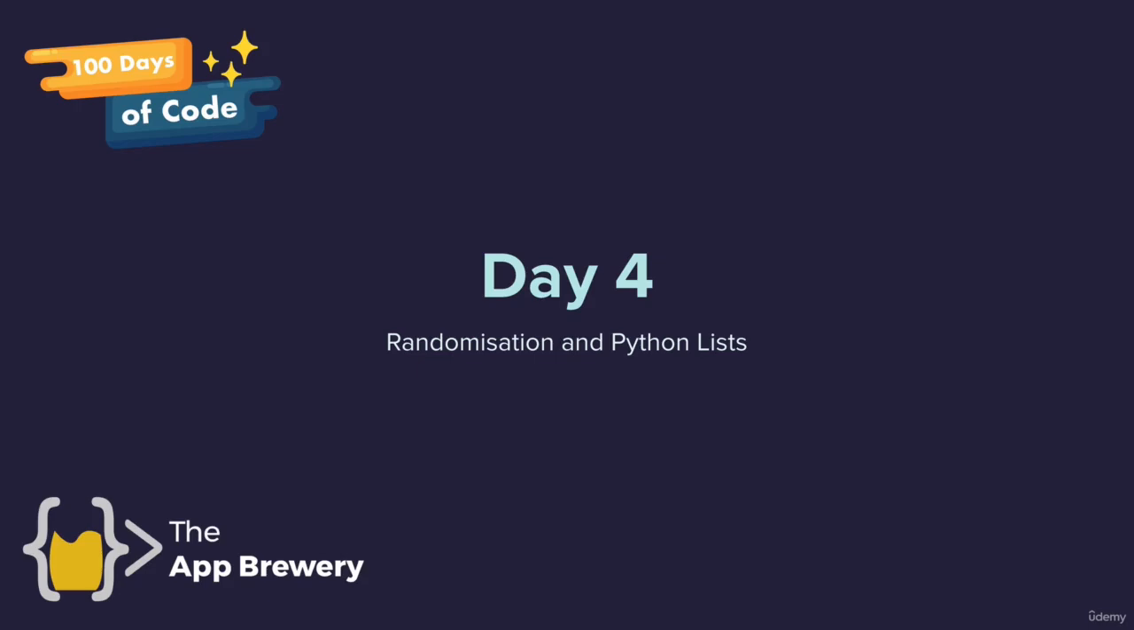Today is day 4, and we're going to be focusing on randomization in Python, and we're going to be learning about Python lists. Now, randomization in any programming language is really useful because if we want to create a game, if we want our program to do something different each time, then we need to introduce a little bit of randomness, right? So we're going to be looking at using the random module in order to achieve this.